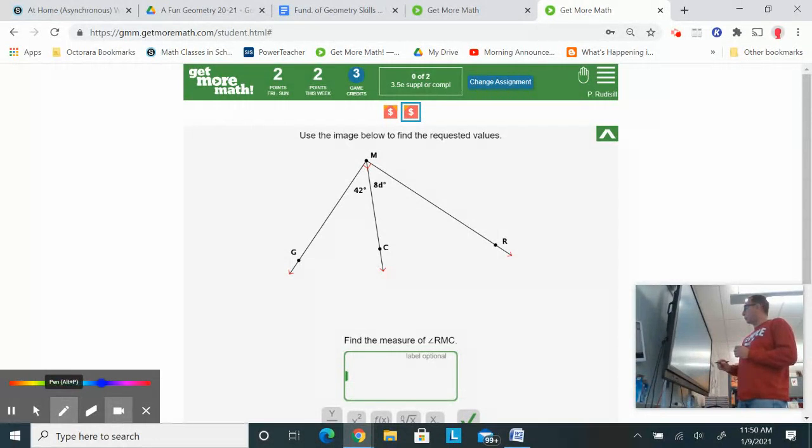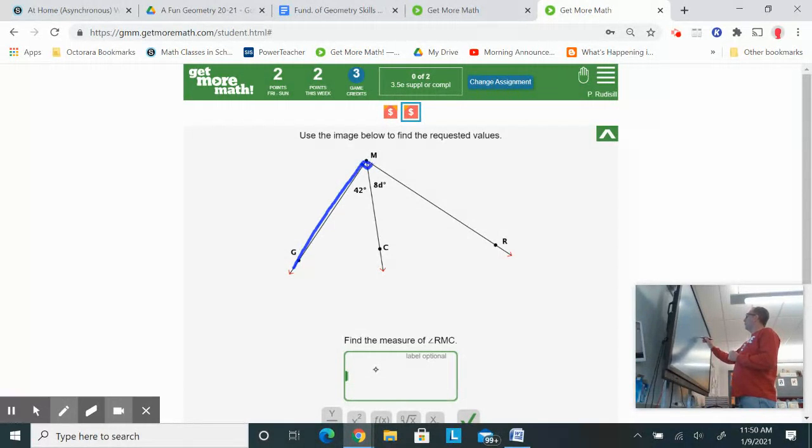Let me grab my pen tool. I notice we have complementary since you have a right angle here, so this big angle has to be 90 degrees. And we know that this angle here is 42 degrees. So to find this angle, you just take 90 minus the 42, and I get 48 degrees. So that angle is 48 degrees.